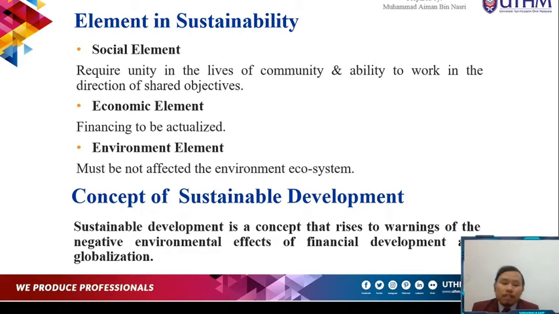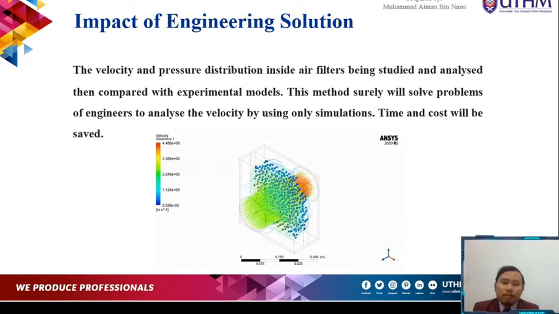Concept of sustainable development. Sustainable development is a concept that tries to warn of the negative environmental effects of financial development and globalization. Impact of engineering solution. The velocity and pressure distribution inside the air filters is studied and analyzed, then compared with experimental models. This method will surely help engineers analyze the velocity using only simulation, so the time and cost will be saved.